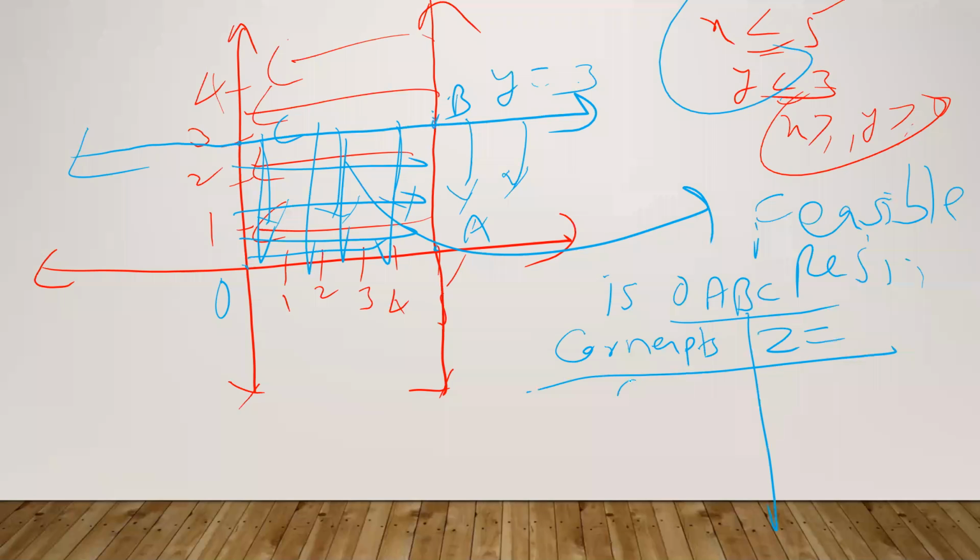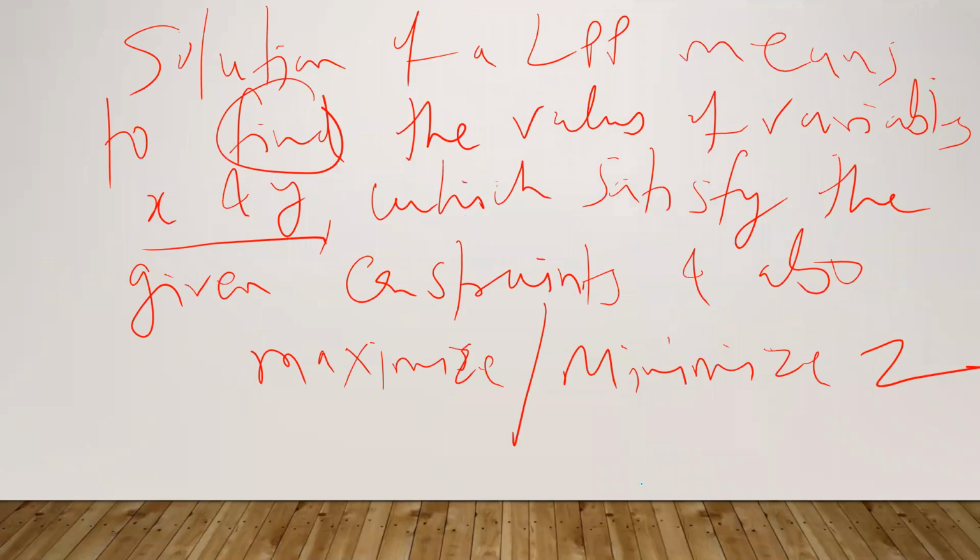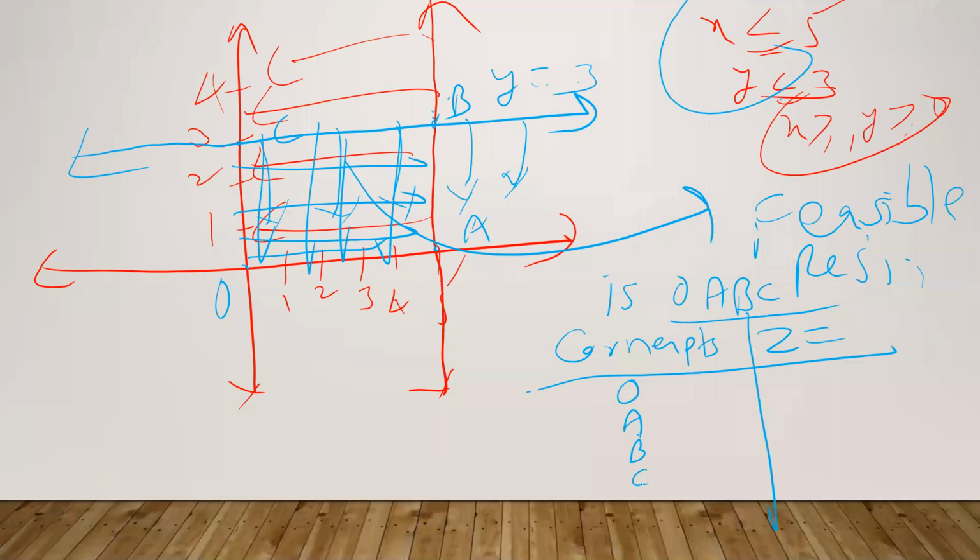So what are the corner points? O, A, B, and C of the feasible region. What is z? z is x plus 4y. Let us write down the coordinates of O. O means origin, its coordinates are 0 and 0. What are the coordinates of A? The x coordinate is 5, this is 5 here. So 5 and 0. The coordinates of A are 5 and 0.